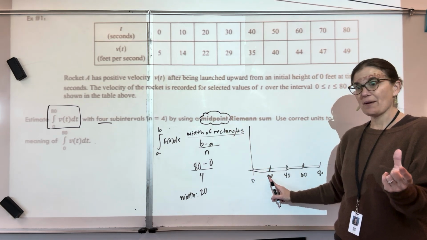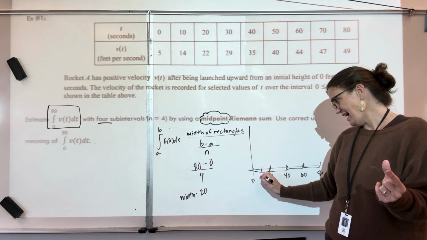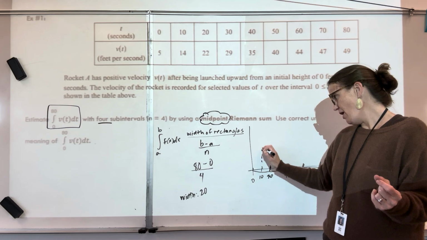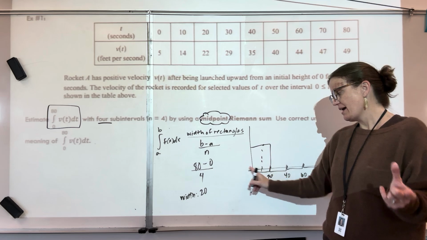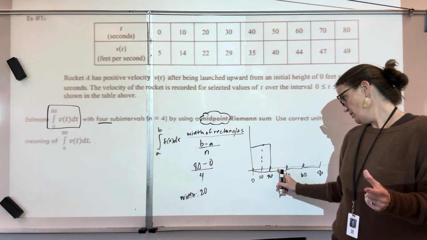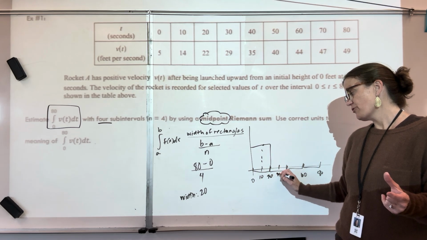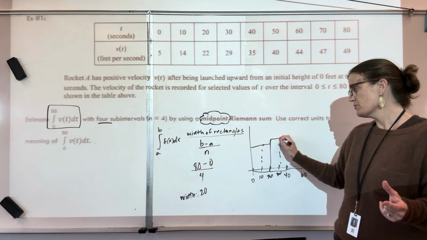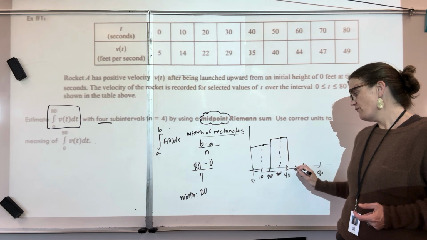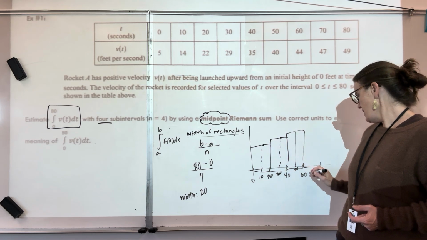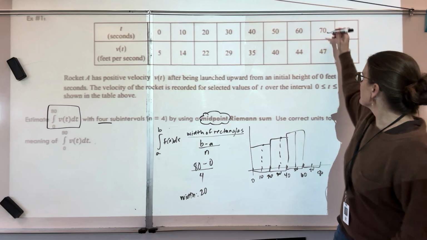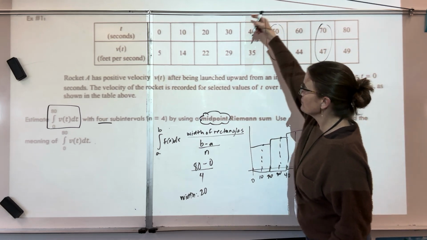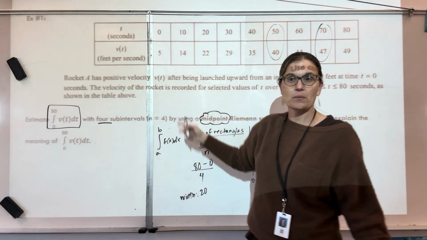Now, because it's the midpoint Riemann sum, we're going to think about what the midpoint is. From 0 to 20, we're not picking either of those. We're going to pick the height at 10, right? So we want to know how tall this is at 10. That's what we're going to use for the height of the first rectangle. For the second rectangle, we're going to use the height at 30. Whatever the height is at 30, we'll use that. The height at 50, we'll use that height, and the height at 70. So the height at 10, 30, 50, and 70 is what we care about for this problem.